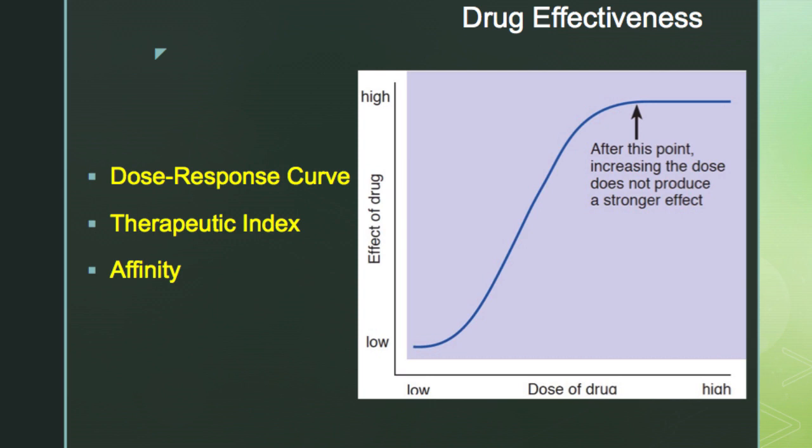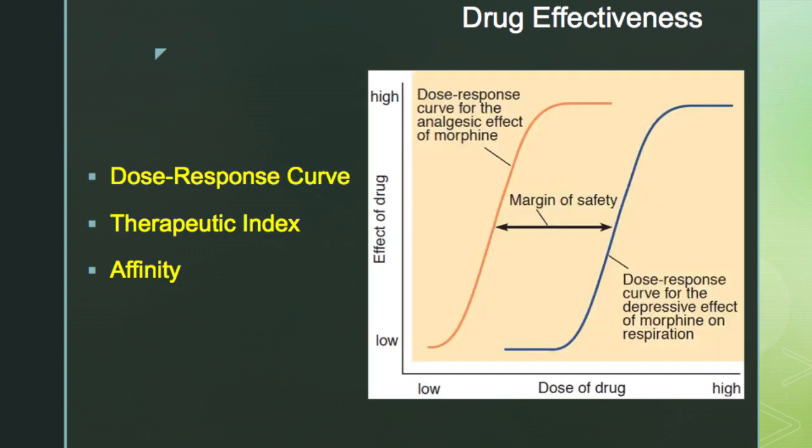Quite simply, affinity is the readiness with which two molecules join together. But what's important about this slide is to understand that increasingly stronger doses of the drug produce increasingly larger effects until the maximum effect is reached. After that point, increments in the dose do not produce any increments in the drug's effect. However, the risk of adverse side effects could occur.